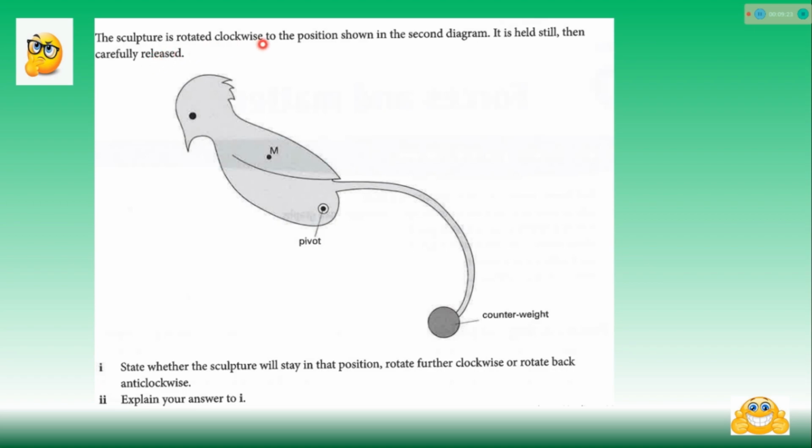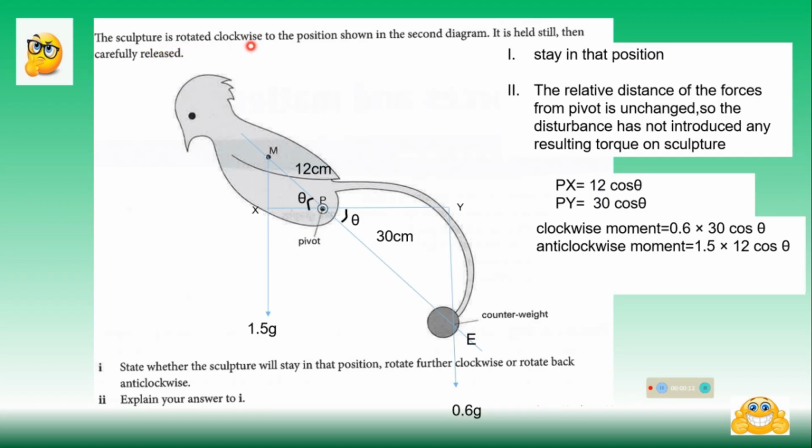The sculpture is rotated clockwise to the position shown in the second diagram. It is held still, then carefully released. State whether the sculpture will stay in that position, rotate further clockwise, or rotate back anti-clockwise. So the sculpture will stay in that position.